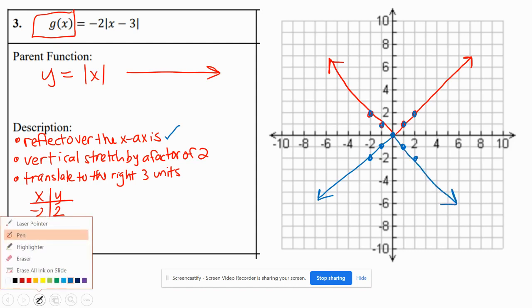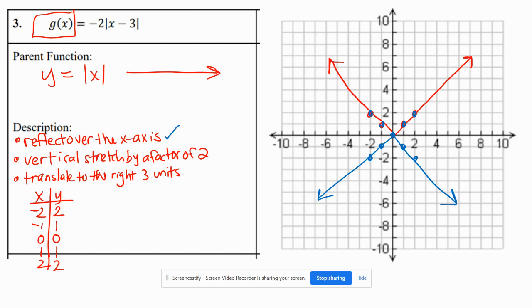The next one is the vertical stretch by a factor 2. This is the one that most kids have trouble with. We're going to want to keep these same x values, but we're going to get a new y value. I'll just label it new y. We're going to multiply all of the original y values by 2. Okay, so the first one was 2. If we multiply that by 2, we'll get 4, which will give me the new ordered pair -2.